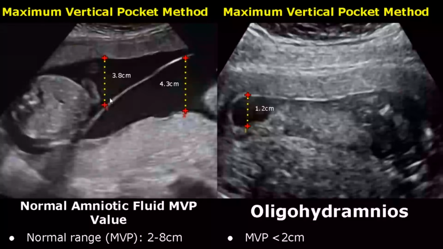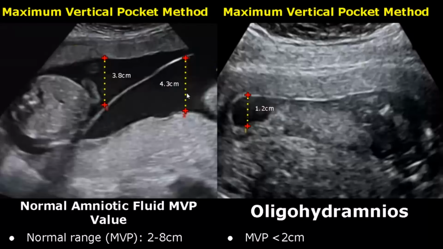Measuring amniotic fluid volume is important. For twin pregnancies, the maximum vertical pocket method or MVP method is used, in which the deepest vertical area that is free of fetal parts is measured to assess amniotic fluid volume. The normal range of MVP is from 2 to 8 centimeters.